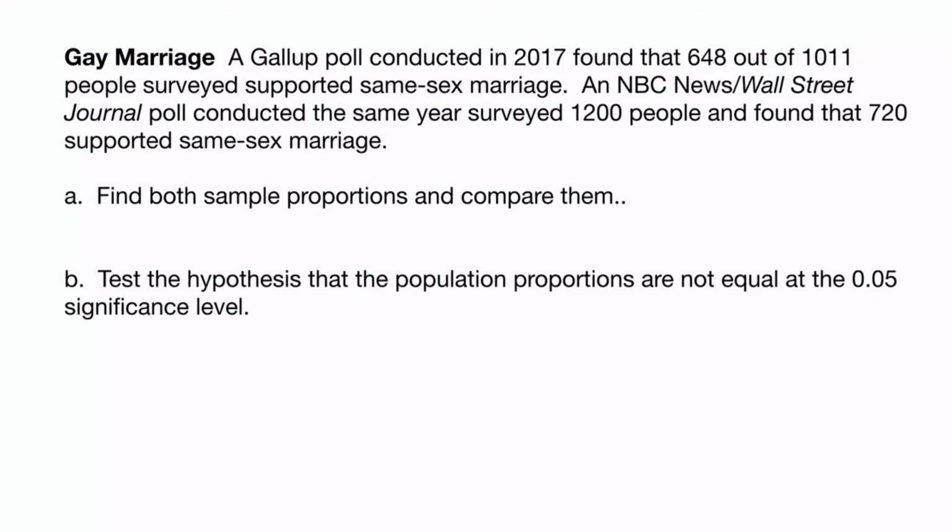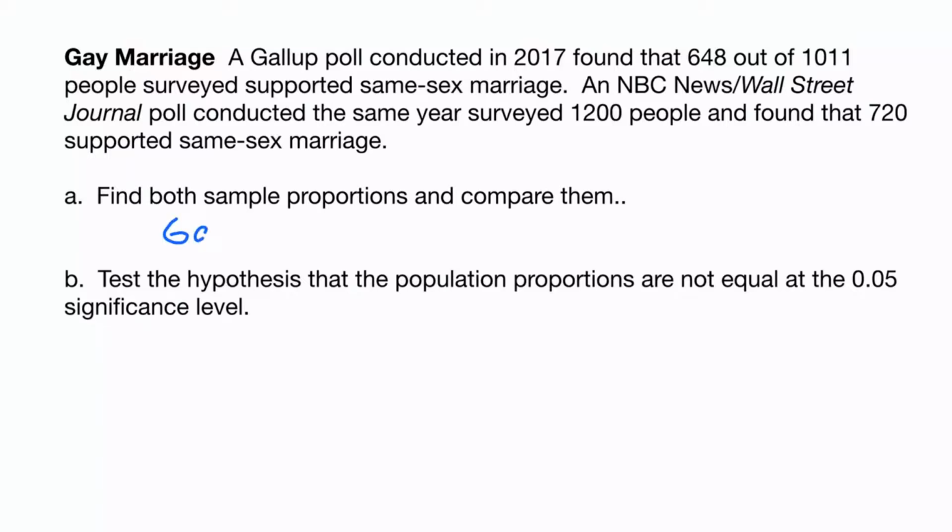Gay marriage. A Gallup poll conducted in 2017 found that 648 out of 1,011 people surveyed supported same-sex marriage. An NBC News Wall Street Journal poll conducted in the same year surveyed 1,200 people and found that 720 supported same-sex marriage. Find both sample proportions and compare them.